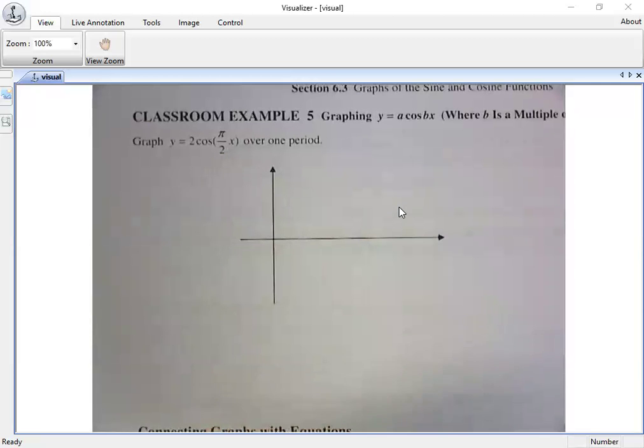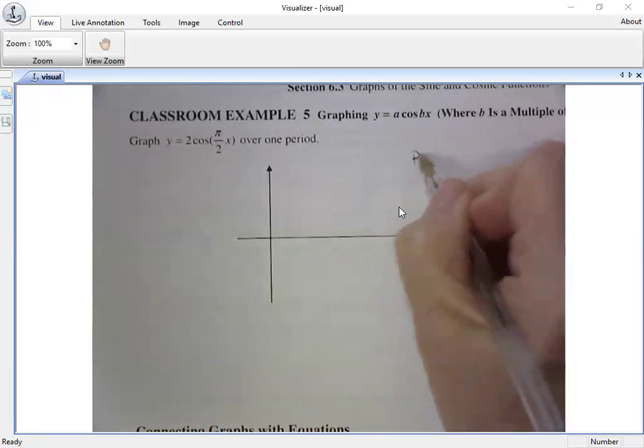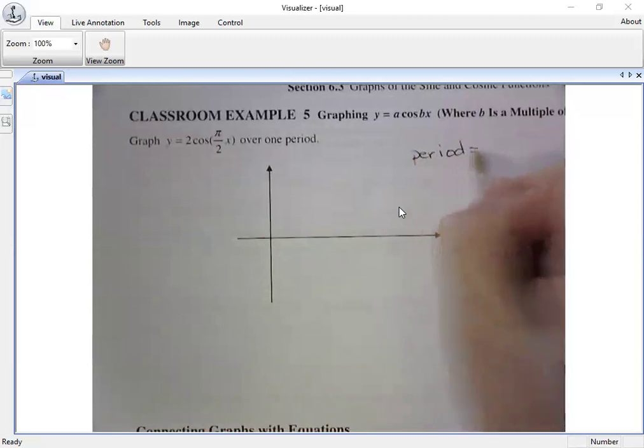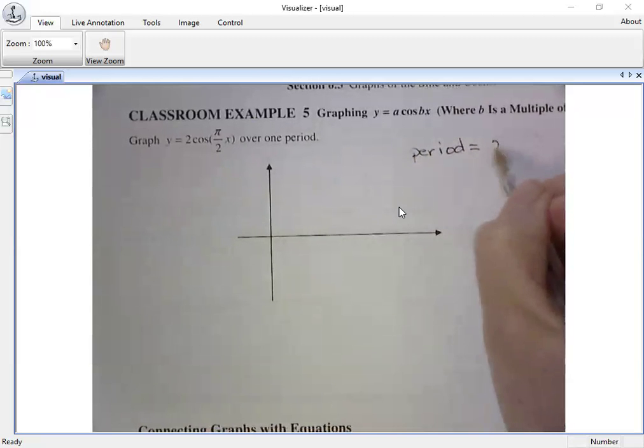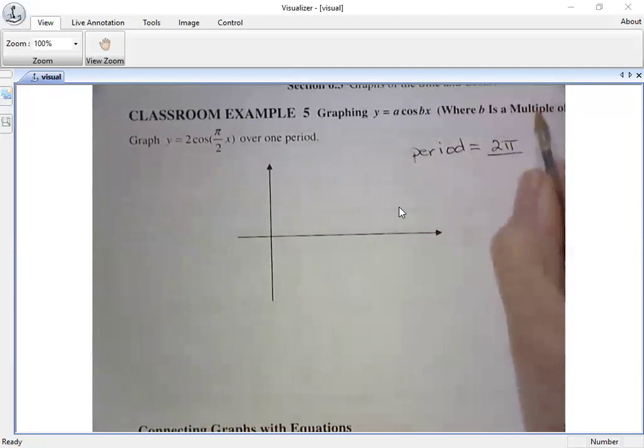Yeah, and this one's a little funny looking because it's not just a number in front of x, it's what? Well, it is a number, but it's an irrational number. It involves pi. So my period, I find it by doing what? 2 pi. 2 pi over whatever the b is. And in this case, b is what? Pi over 2. Now that looks funny when I've got a fraction over a fraction.